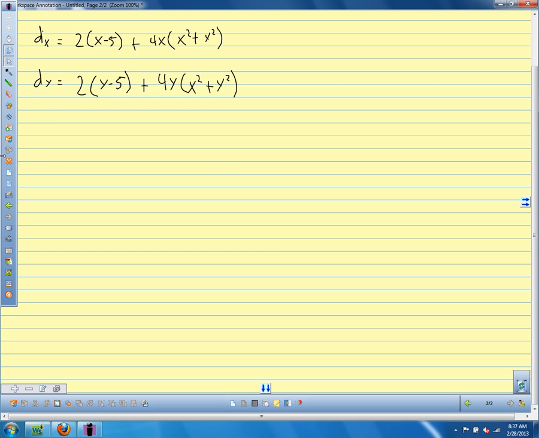Now that our class is almost over, there are our partial derivatives, and we want each of these equal to 0.